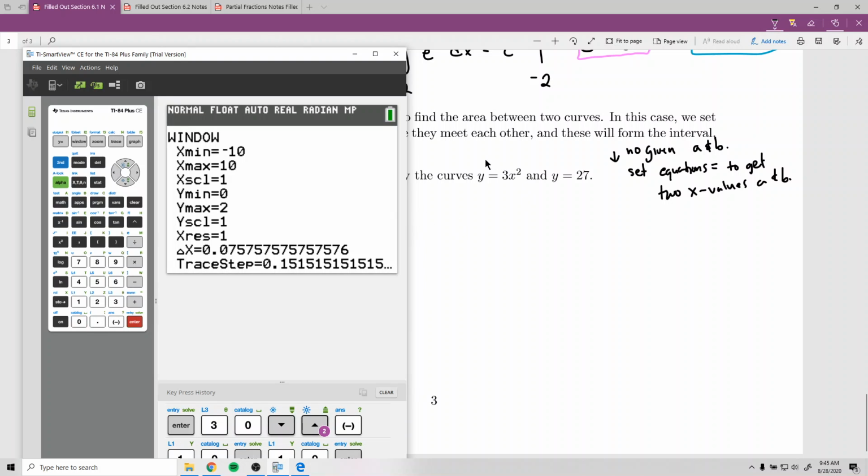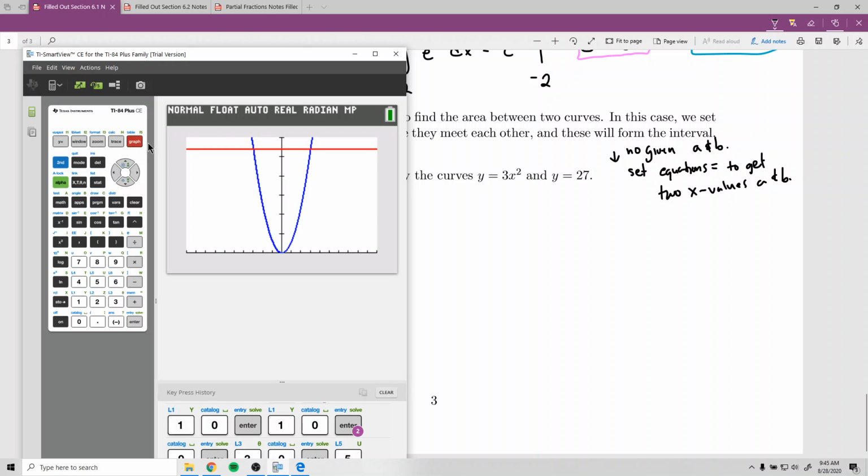It's always a good idea when we're not sure. And we should only need to go up to 27. So let's do 30 to give ourselves a little extra room. I'm just making the scale 5 so there's not too many dashed lines on the side. And then graph. And you can actually see what it's referring to. What it wants us to do is find the area between these two curves. All right, we want to find the area between these two curves.